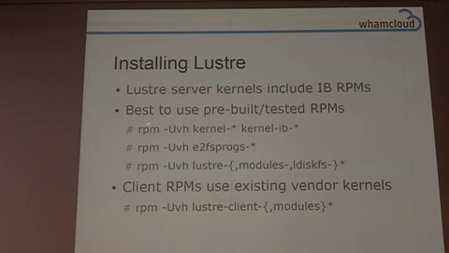For the server kernels, you need to get a Lustre specific kernel. You need the Lustre E2FS progs to support the added features that we have, and the Lustre modules and LDiskFS. On the clients, you only need the 2 RPMs. You don't need to install a patched Lustre kernel on clients anymore. This has been true for a couple of years, but it's important to mention so that you don't need to install this other stuff, kernels, E2FS progs.